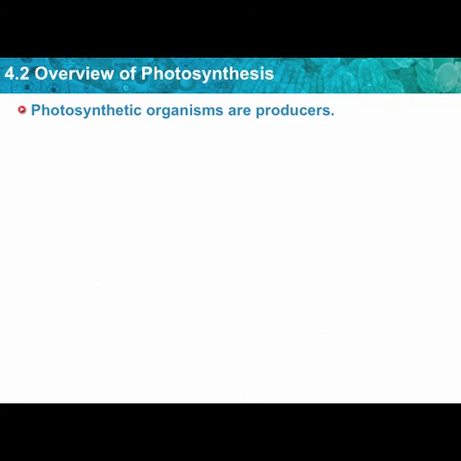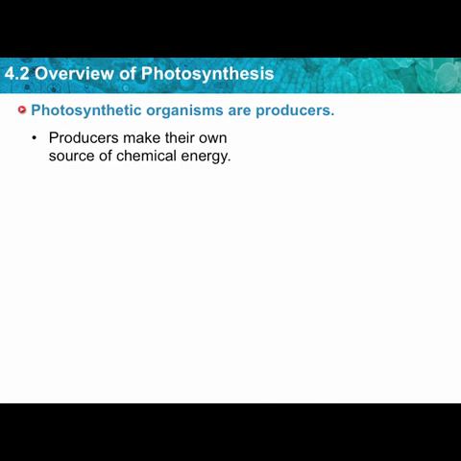Photosynthetic organisms are called producers. They produce energy for life. Producers make their own source of chemical energy. Plants just don't make sugars for animals to eat them. They make sugars for themselves. Fortunately for the animals, there's some left over, and so if the animals go out and eat some leaves, eat some grass, we can convert that into animal energy.